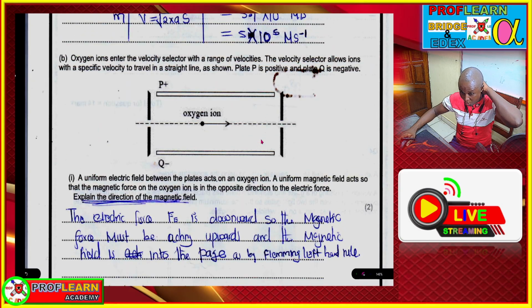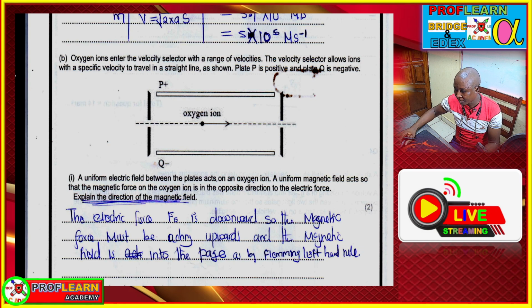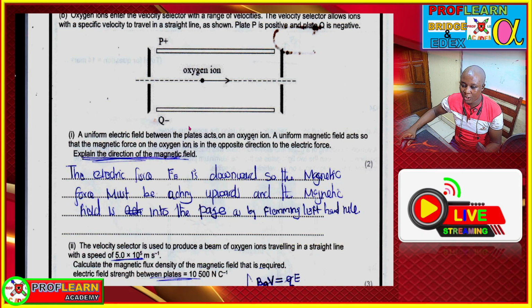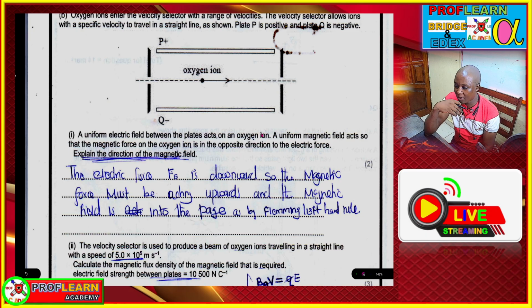Then we are told that the oxygen ion enters a velocity selector. With a range of velocities, the velocity selector allows ions with a specific velocity to travel. Then explain the direction of the magnetic field. So we are told a uniform electric field between the plates acts on the oxygen ion. A uniform magnetic field acts so that the magnetic force on the oxygen ion is in the opposite direction to the electric force.